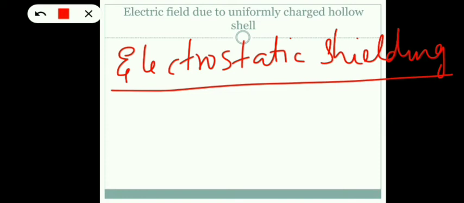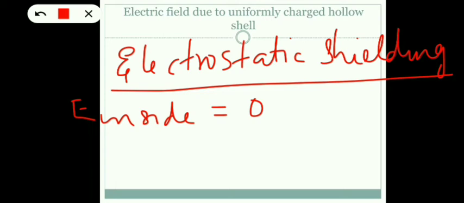So children, here we need to discuss another major concept related with the electric field intensity inside the shell. You might have learned that electric field intensity inside the shell is 0. Not only inside the shell, electric field intensity inside the conductor of any shape is 0. And this fact or this concept is electrostatic shielding.